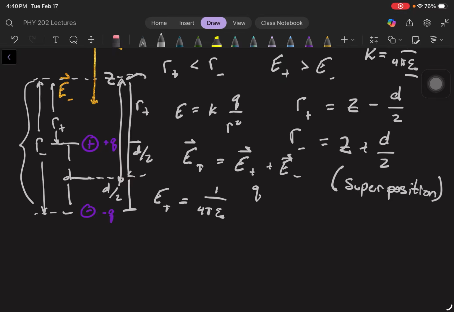And so then we would have Q over R plus squared, and the electric field for E minus, which if we want, E plus is this, plus 1 over 4 pi epsilon naught. Now it's a negative Q over R minus squared.